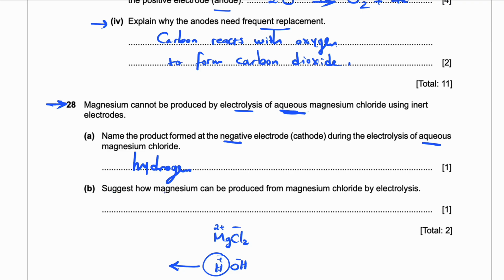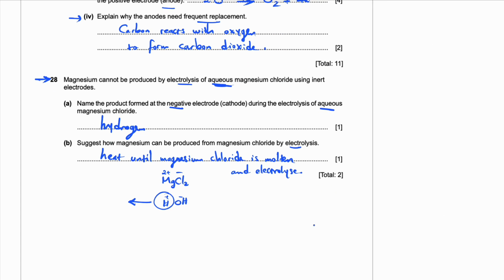And suggest how magnesium can be produced from magnesium chloride by electrolysis. So in aqueous solution, magnesium will not get discharged because it's more reactive. So the only way that we can get magnesium discharged is when it's molten. So we need to have it in the molten form. So heat until magnesium chloride is molten and electrolyze. That's it for today.